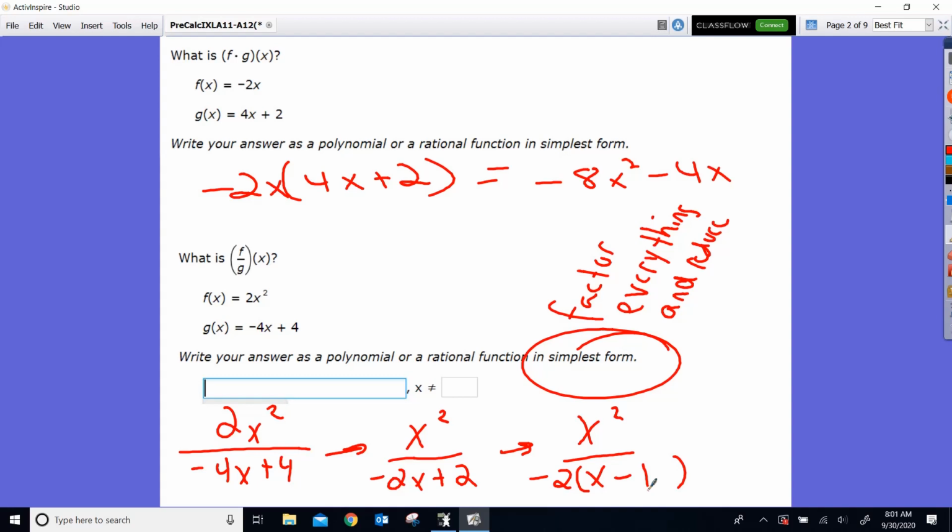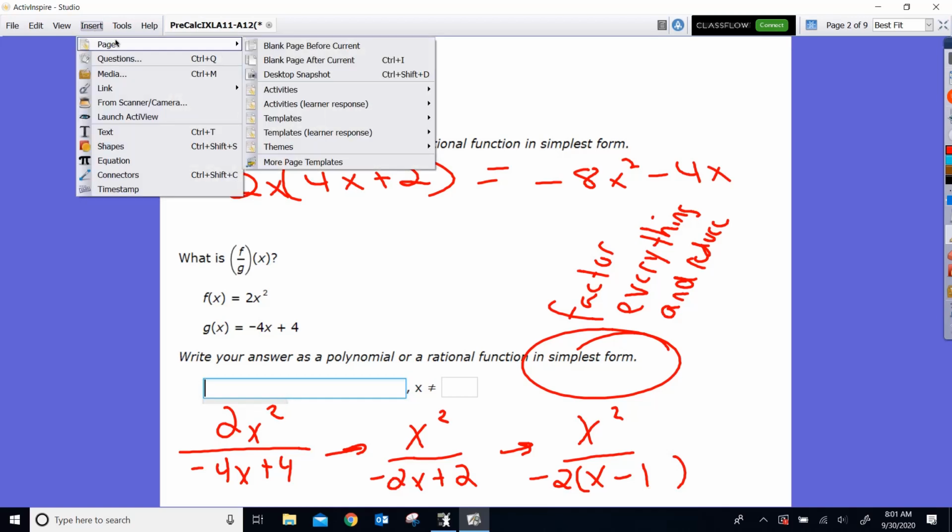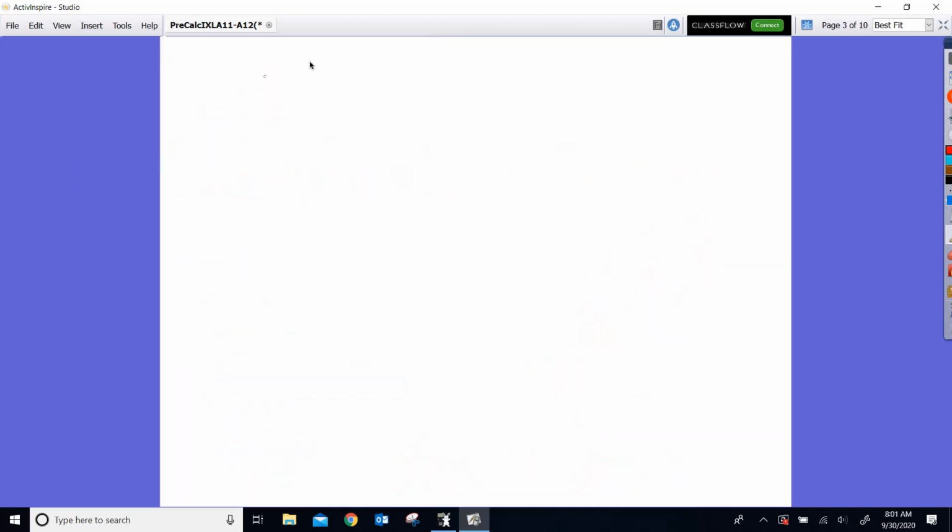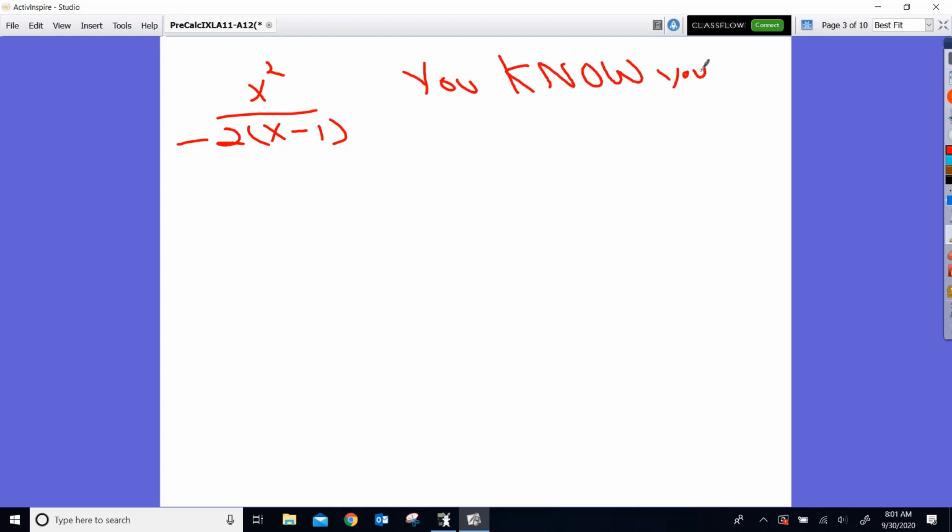So I wish I had some free space. Let me enter our page here. We have x squared over negative 2 times x minus 1. Now, not every kid in this world can see what's going on. If you know you can't divide by 0, we'll write that down. You know you cannot divide by 0.